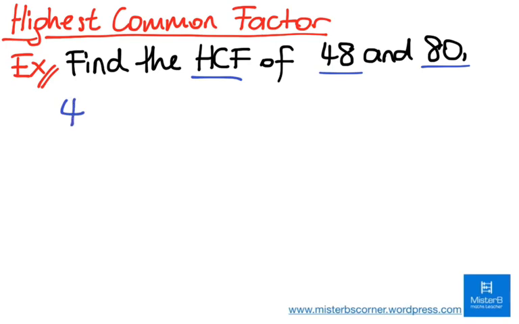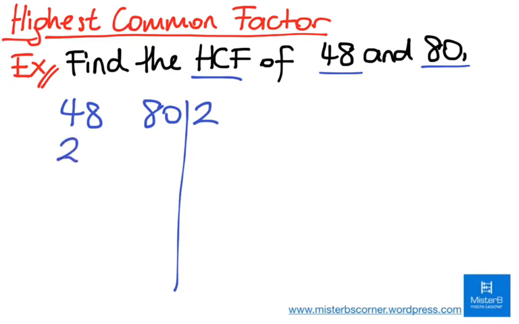So we can write 48 and 80 together and draw our line here, and then we start with the first prime number, which is 2. If I divide both numbers by 2, I get 24 here and I get 40 here. At this point I'll mark this 2 because it divides both 48 and 80. So this mark shows me that 2 divides both numbers.